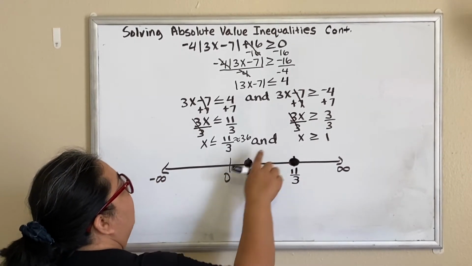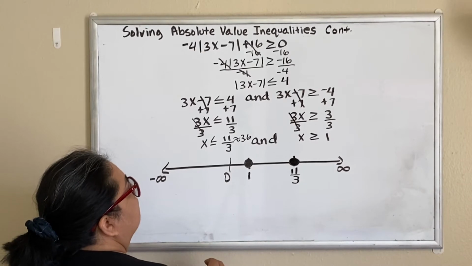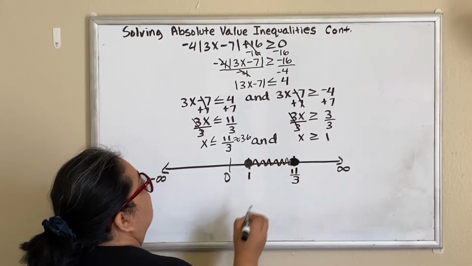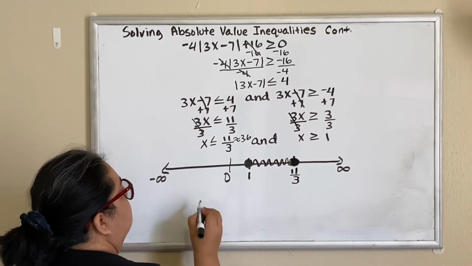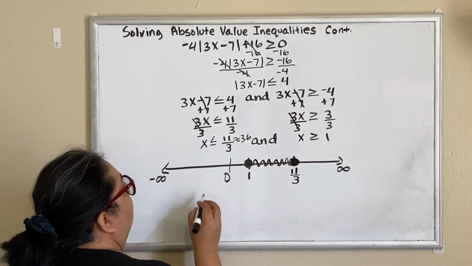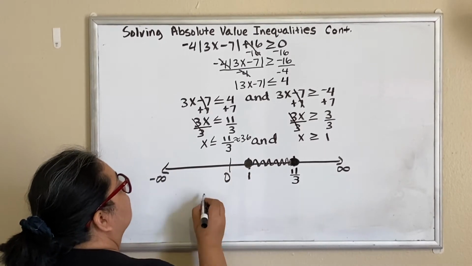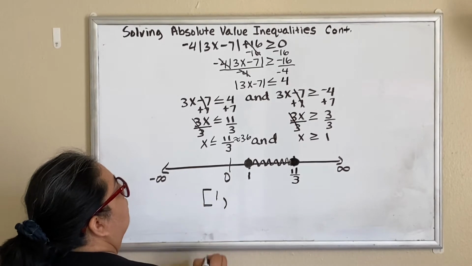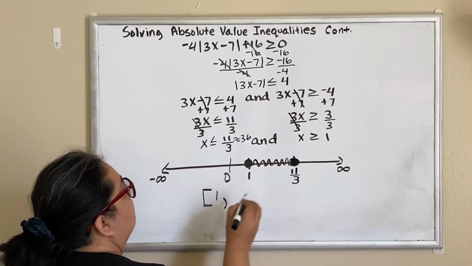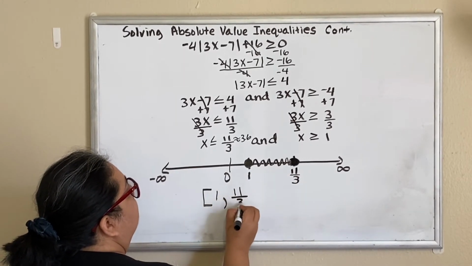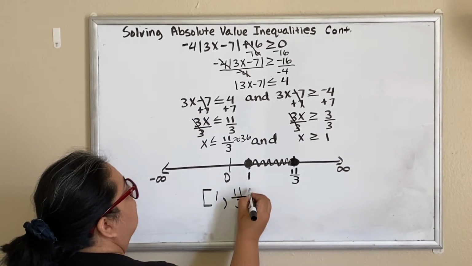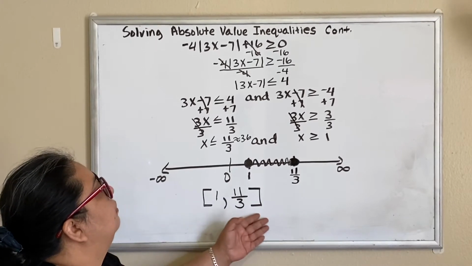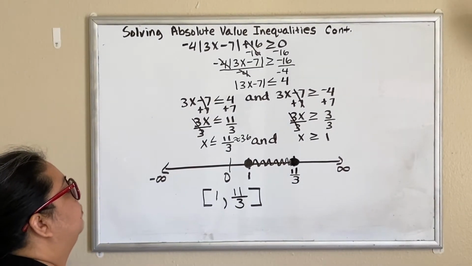Now this is an and statement. So since it's an and statement, we shade in between. So now for interval notation, we're starting at 1. 1 is closed, so since it's closed, we use a bracket, and we're starting at 1, comma, and we shade until we get to 11 over 3. 11 over 3 is closed, so we're going to close it with a bracket. And this is our solution for example 1.